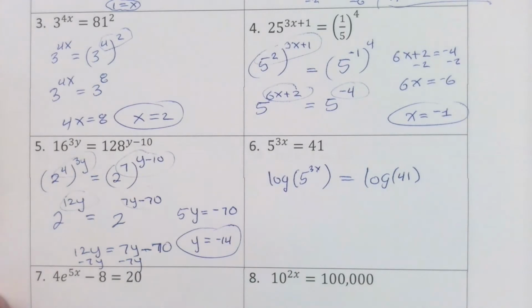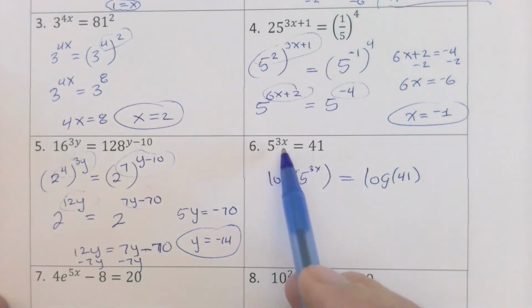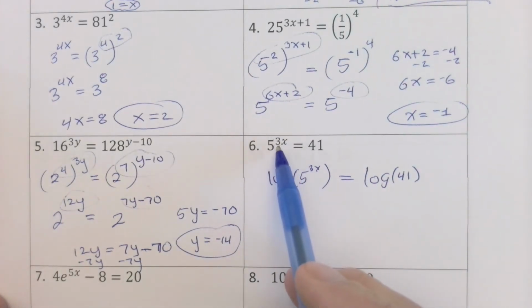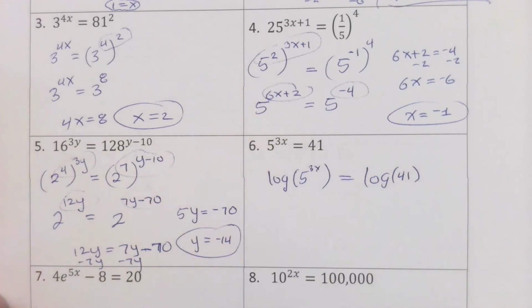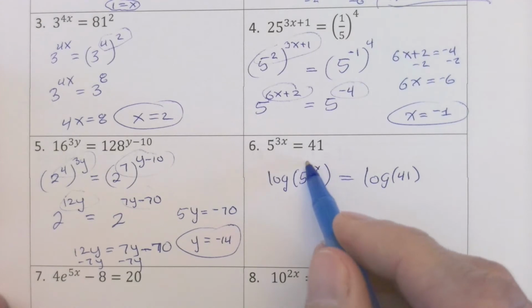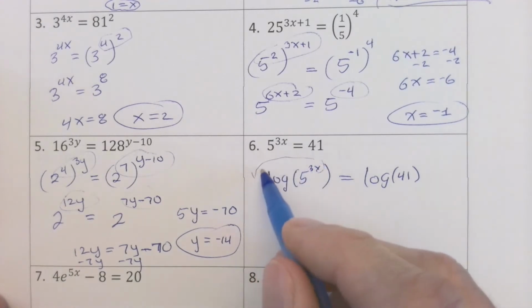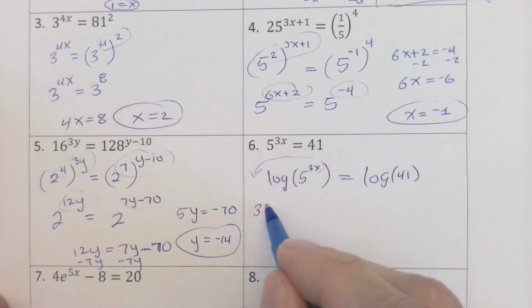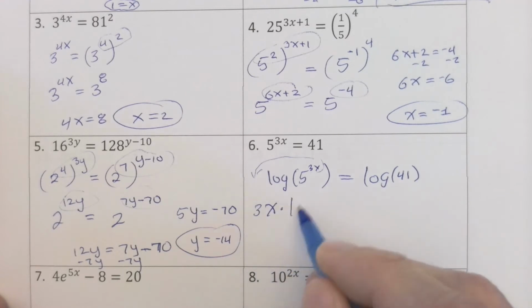You would want to do this anytime you're solving something that has a variable up here, but no similar power on the right. Then you're going to use the property you saw in a previous video where you can take this 3x, pull it down front. I have a video called Properties of Logarithms.